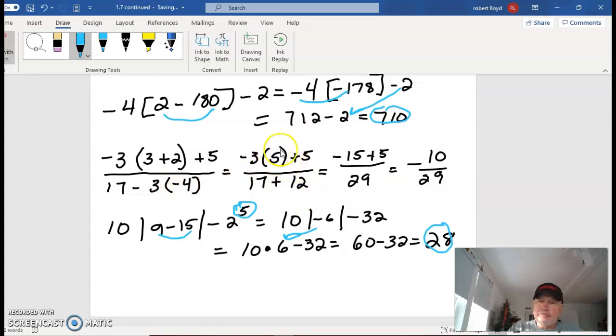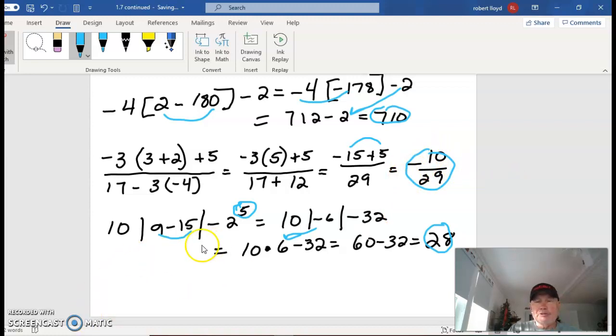So now we finish up on the parentheses. Negative 3 times the 5 is negative 15 plus 5. 17 and 12 are 29. And then we combine these on the numerator for negative 10 over 29.